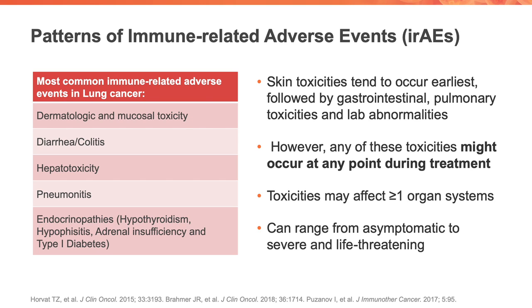The skin toxicities tend to occur earlier compared with other toxicities. That is followed by the GI and pulmonary toxicities and lab abnormalities. However, really in general, any of these toxicities might occur at any point during treatment. The toxicities can affect more than one organ system, and they can range from asymptomatic to severe or life-threatening.